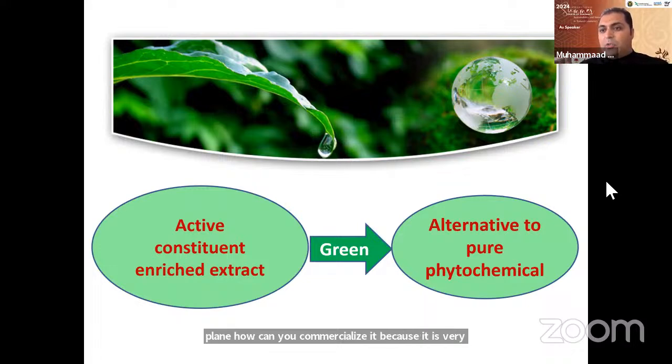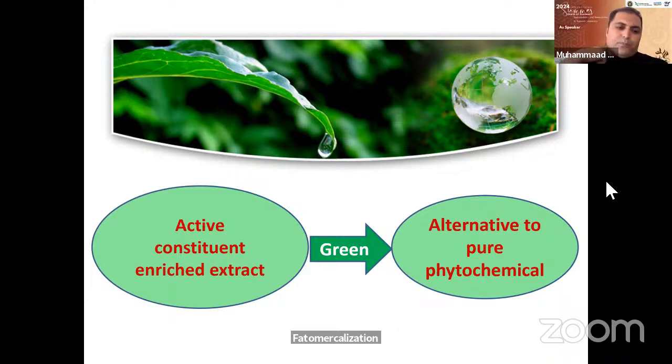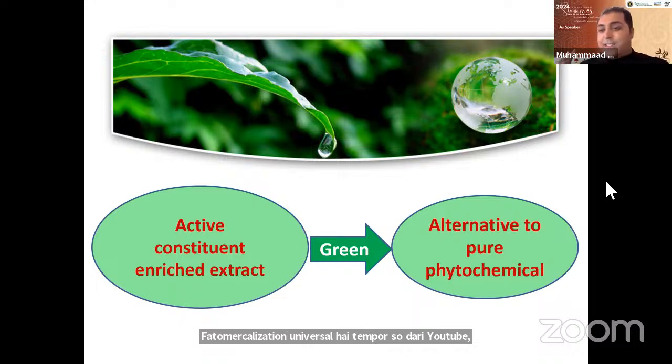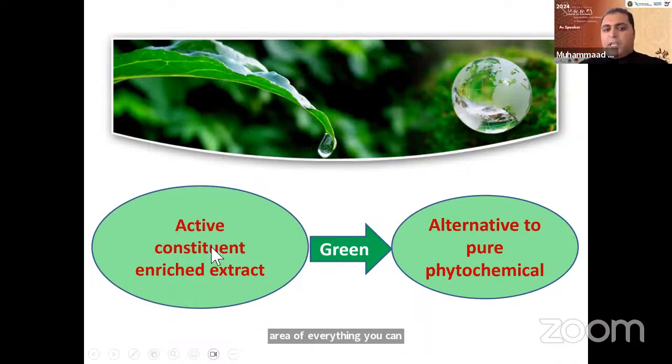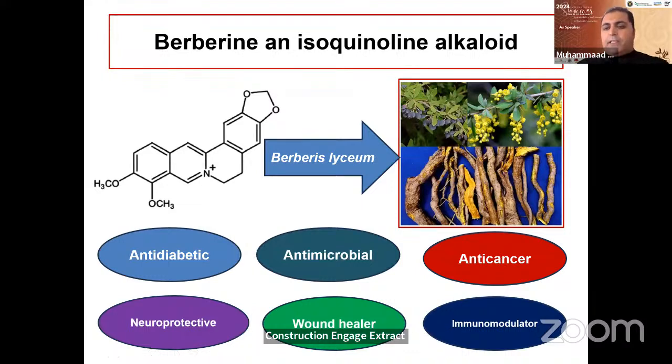For commercialization, you need a huge amount of the compound. So either you have to go for synthetic chemistry, but if you still insist on using the natural one, then you can work in the area of active constituent enrichment, or you can prepare an active constituent enriched extract using green approaches. I will present an example of Berberis lycium.